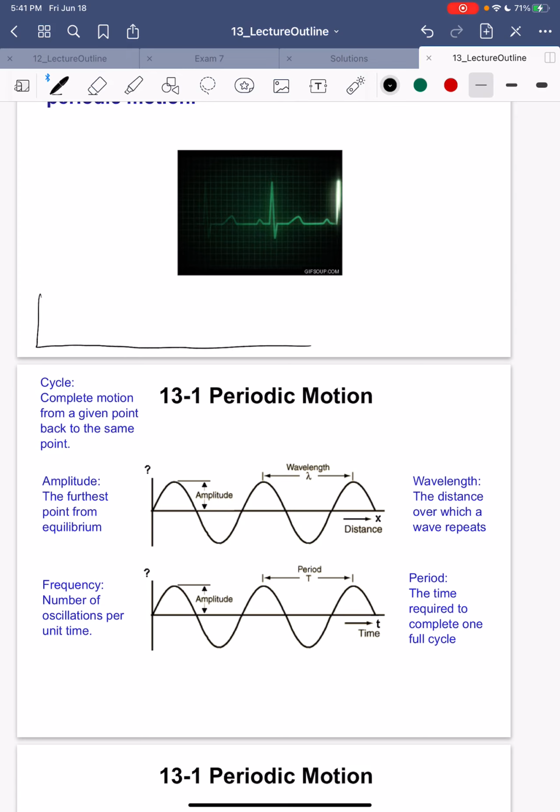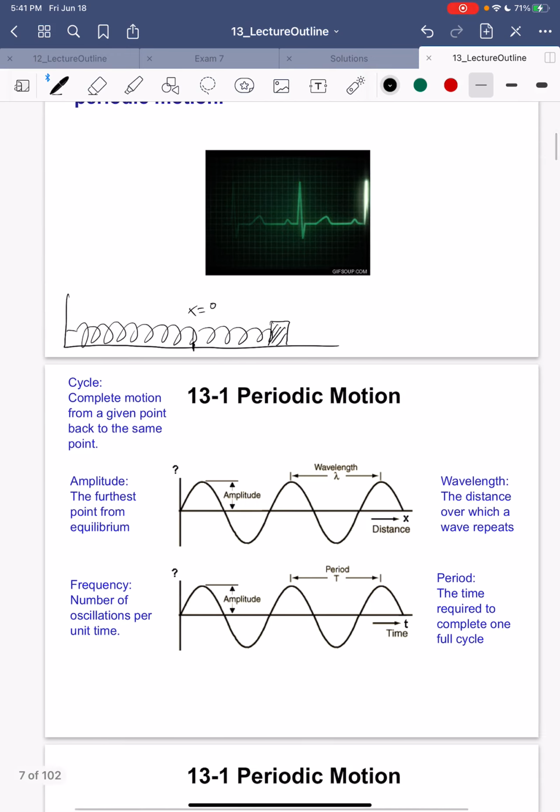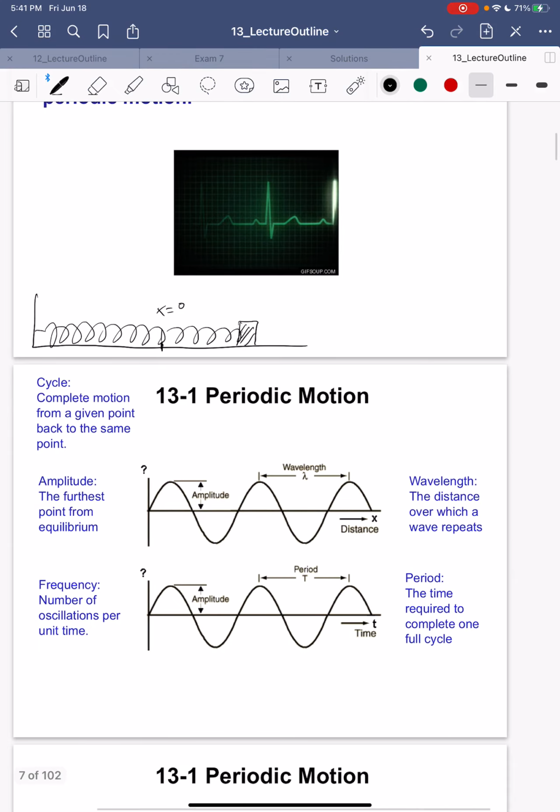If this is my equilibrium, and this is the mass, and the spring was stretched to this point, then that mass is going to move to the left. It will go past the equilibrium position, and then it will come here and compress the spring. Then it's going to come back to the right and start stretching again until it reaches this point again. This is one complete cycle.